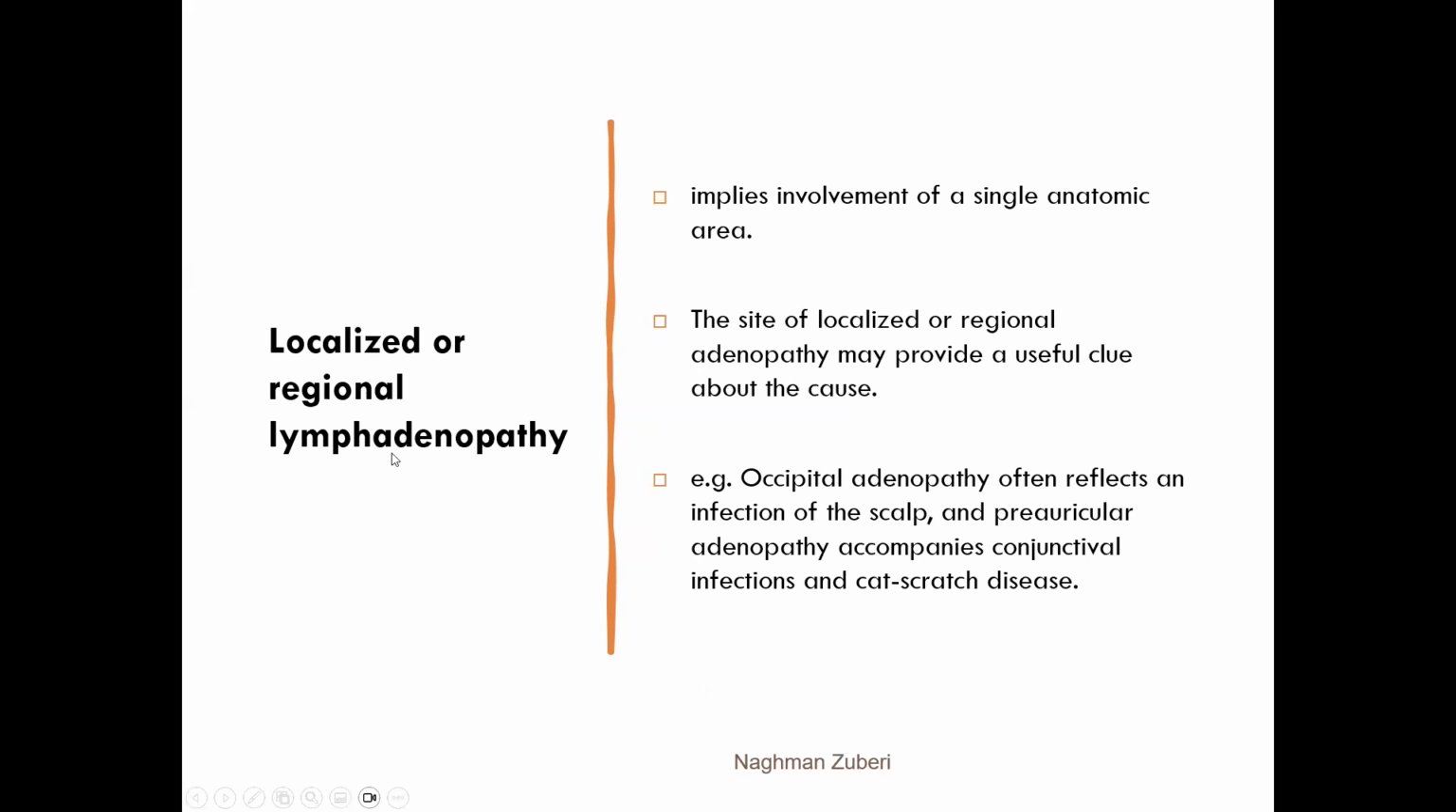Localized or regional lymphadenopathy implies involvement of a single anatomic area. The site of localized or regional adenopathy may provide a useful clue about the cause, because at least we would be knowing which areas those lymph nodes would be draining. So we will focus on those areas to find out the primary cause. For example, occipital adenopathy often reflects an infection of the scalp, and preauricular adenopathy accompanies conjunctival infections and cat scratch disease.